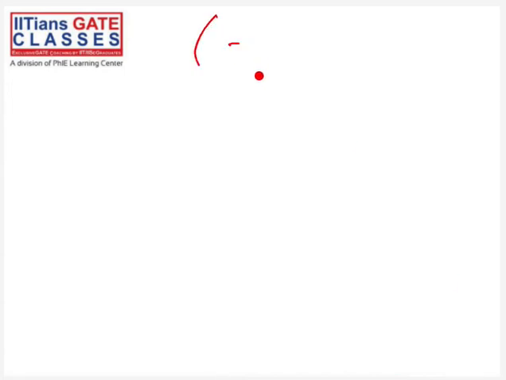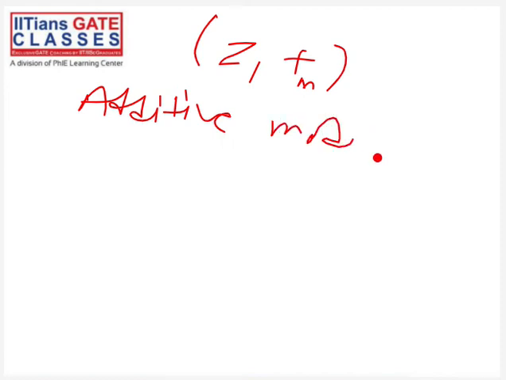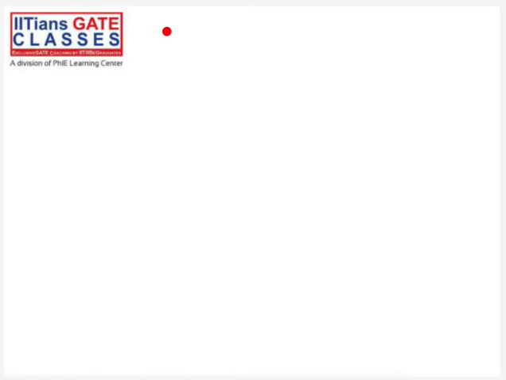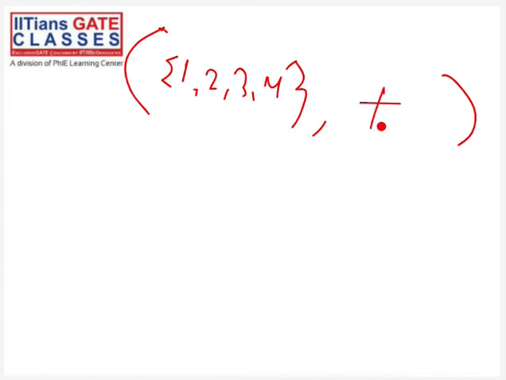You already know this plus, the addition operation. But if I write plus m, it will mean additive modulo m. Let me tell you what it means. Let's assume you have this base set 1 2 3 4. If I give you the addition operation, then the closure property will be violated. We have already seen this.